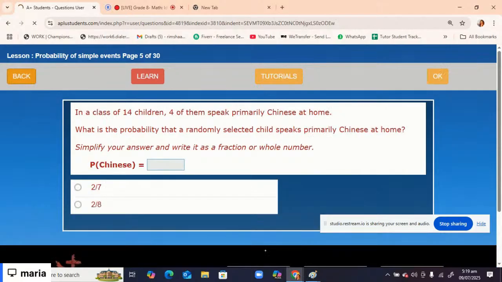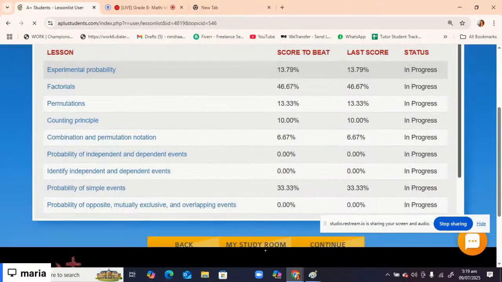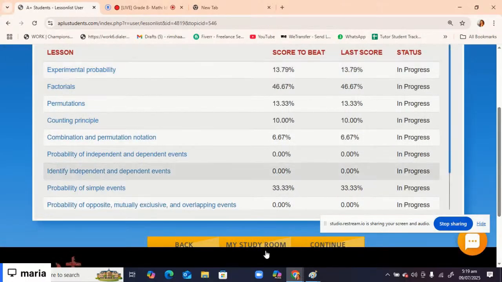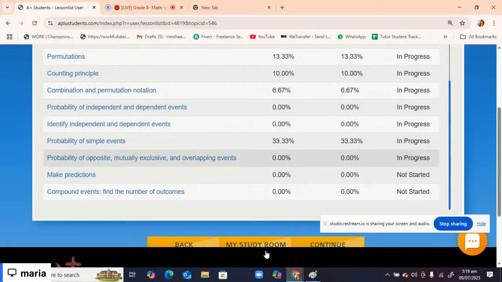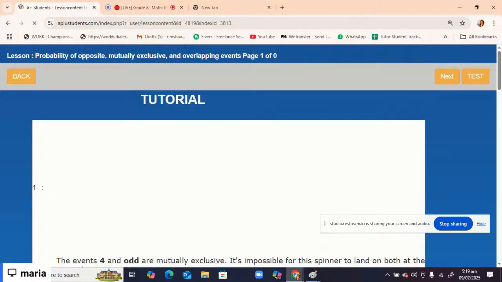Hope you guys understand this lesson. Solve the rest of the test questions regarding this lesson by yourself. Now let's start the next: probability of opposites, mutually exclusive and overlapping events.